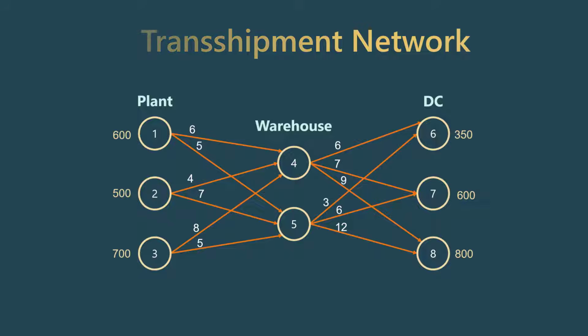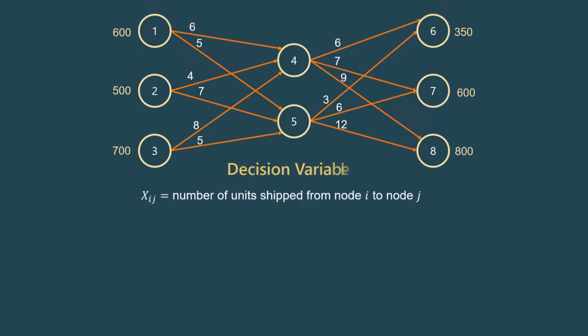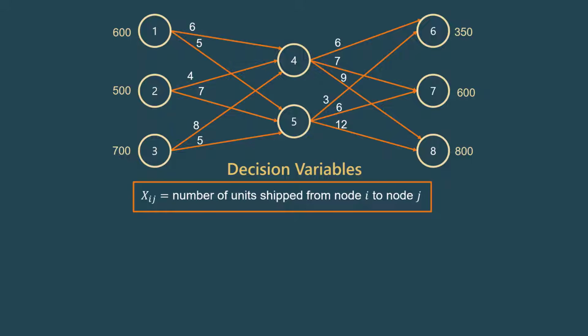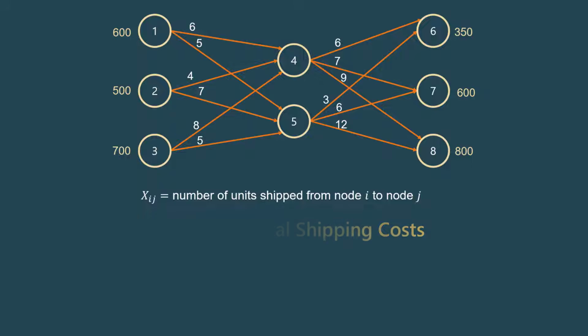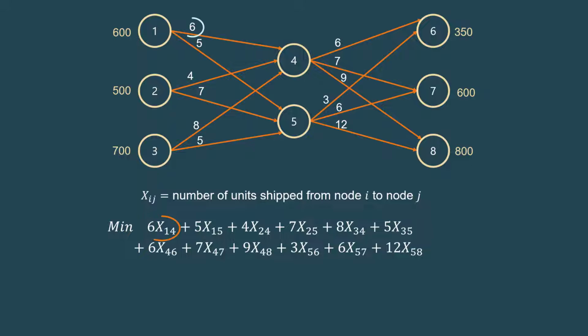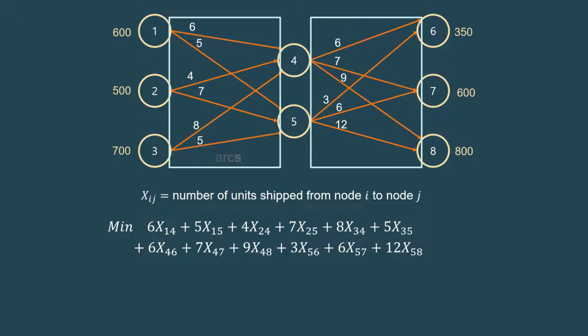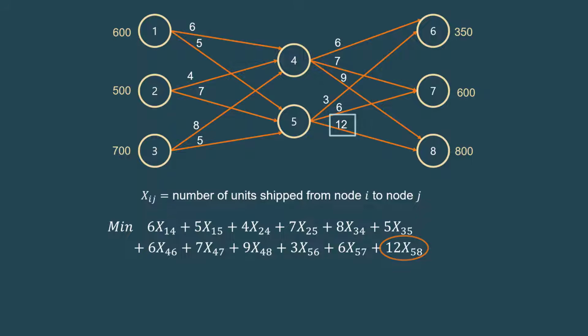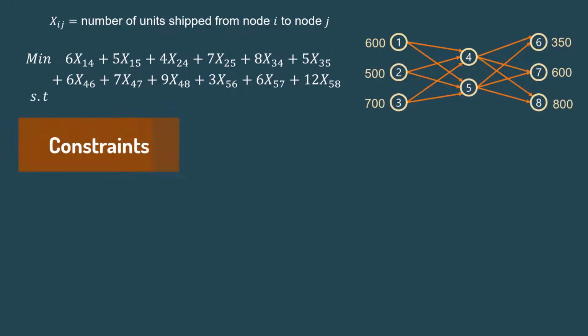For the LP formulation, let's begin by defining the decision variables. Let Xij be the number of units shipped from node i to node j. The objective is to minimize total shipping costs, which we write as follows. For example, it costs $6 to ship a unit from node 1 to node 4. So 6x14 gives the total cost of shipping between node 1 and node 4. Similarly, we have 5x15 for the total cost of shipping between nodes 1 and 5. We continue in that fashion, ensuring that all these arrows, which we call arcs, are represented till we get to 12x58 here. Next, we write a constraint for each of the nodes in the network.